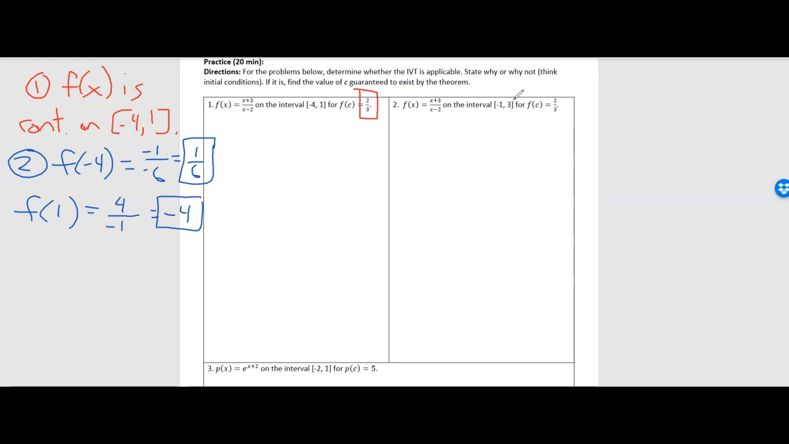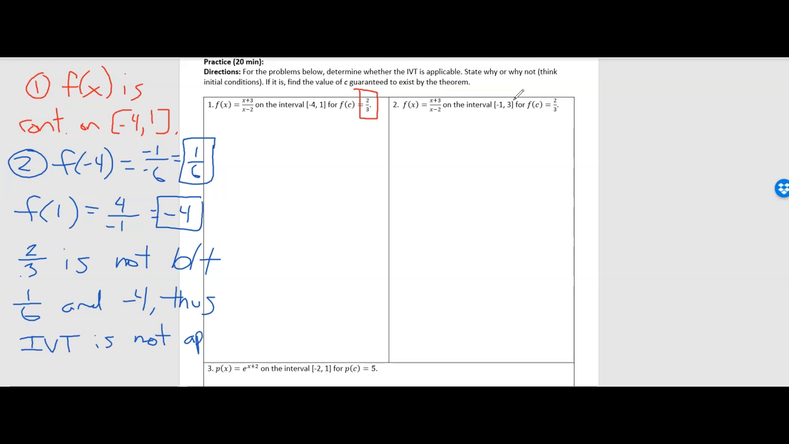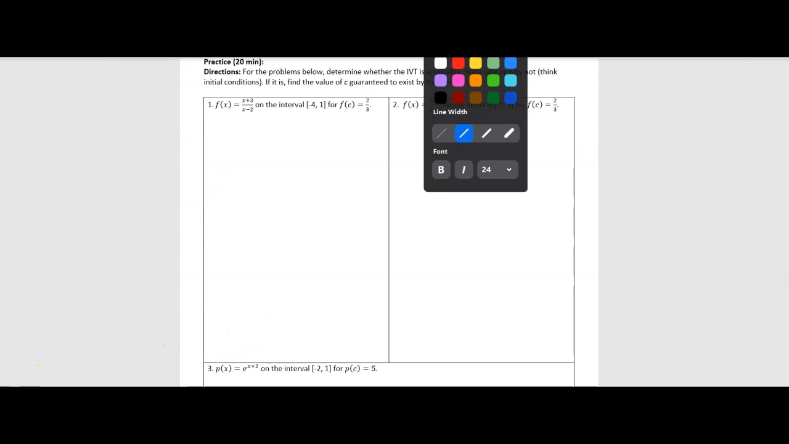So does 2/3 fit between -4 and 1/6? And it doesn't, right? 2/3 is outside of that interval. So 2/3 is not between 1/6 and -4, thus IVT is not applicable. And we don't even have to try to find that C value if we are unable to use the IVT.